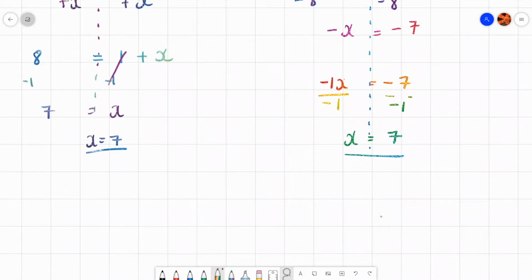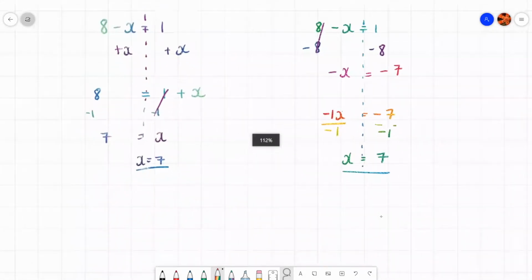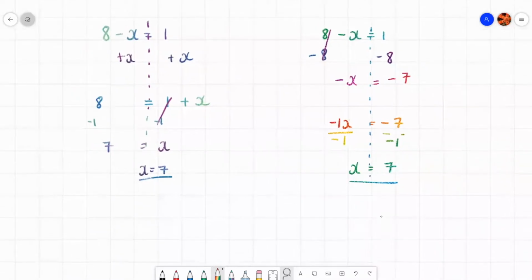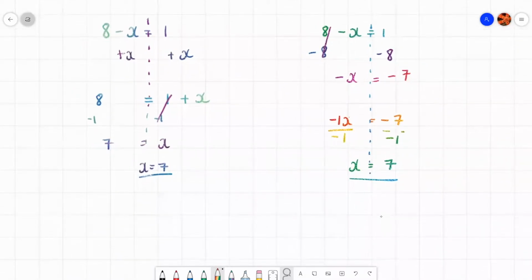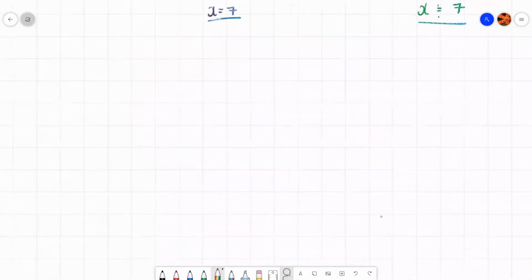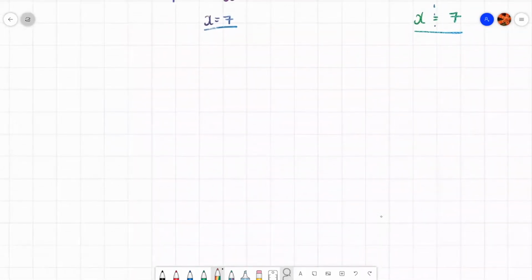And there you are. You can see that there are two different methods here, and we still end up with the exact same answer. It doesn't matter if you started off by subtracting 8 or you added x, you will still end up with the correct answer. Some people start to panic and then maybe make a mistake because they think, oh no, I shouldn't have done that. But it's perfectly fine because you can still end up with the right answer. Okay, let's have a look at another one.